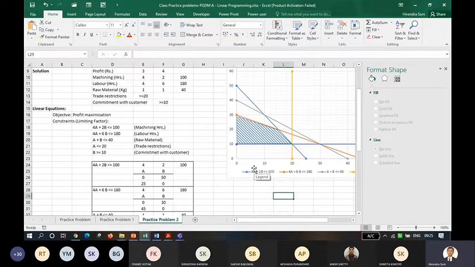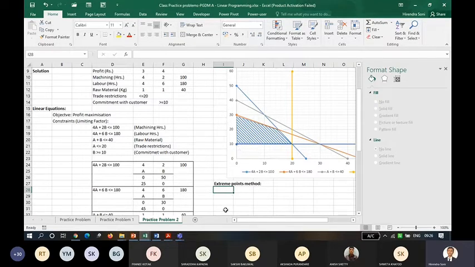Now, how do I identify what should be my operating point? There are two methods which we normally use to work that out. The first method is called the extreme points method. That means I'm going to check the values at the extremes, and based on that, I will take a call on where I should operate. My first point here would be 0, 10.